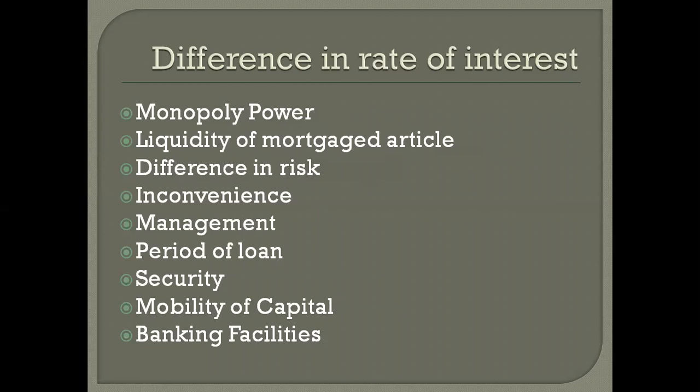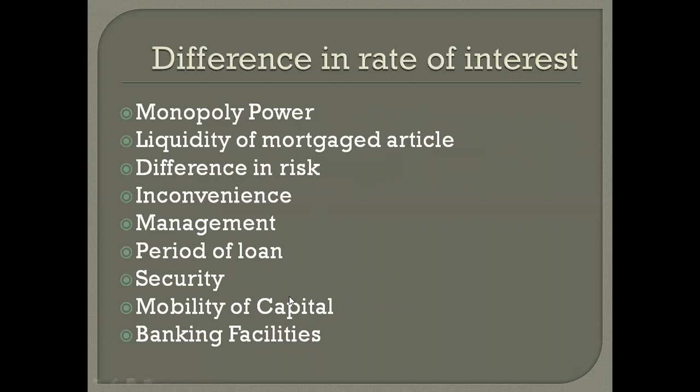Security: if you gave me, as a debtor, personal security, in that case the rate of interest may be less. Otherwise, the rate of interest will be high, because it depends upon the valuable property, security, and the liquidity of the mortgaged article. Both are the same. Mobility of capital: in developed countries where capital is mobile, people have a tendency to deposit funds in the bank, and when they need a loan, they collect money from the bank.